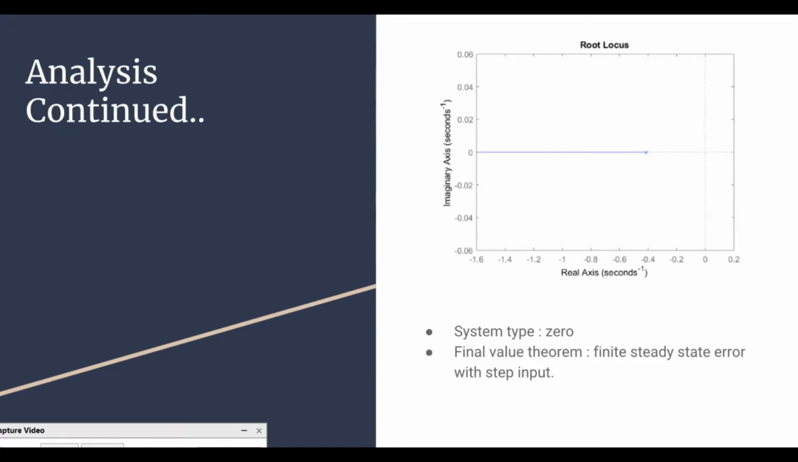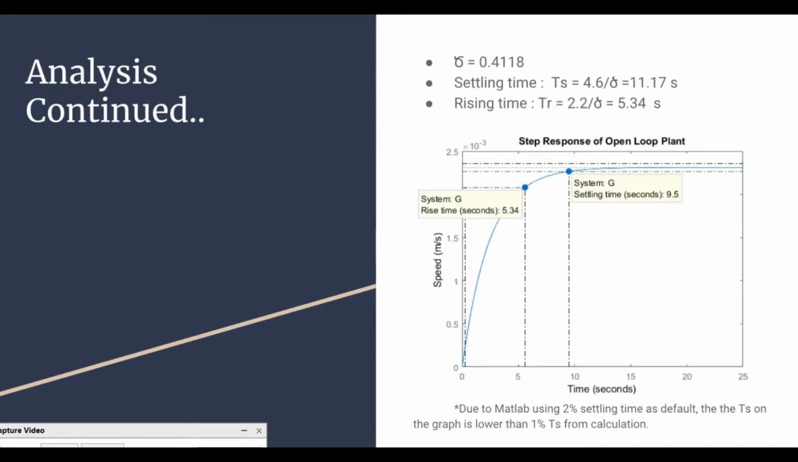Also, the open loop system is a type 0 system, which will give a finite value with a step input for the steady state error. Given a pole value of 0.4118, the settling time will equal 11.17 seconds. The rise time equals 5.34 seconds. The graph in this slide uses 2% settling time, which will be lower than 11.17 seconds.